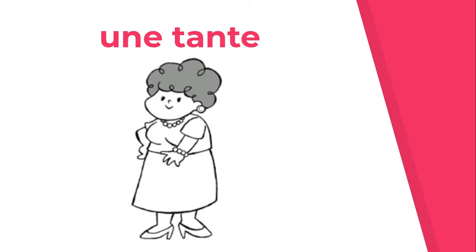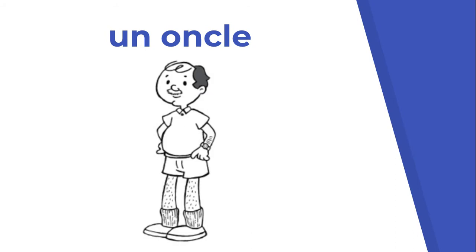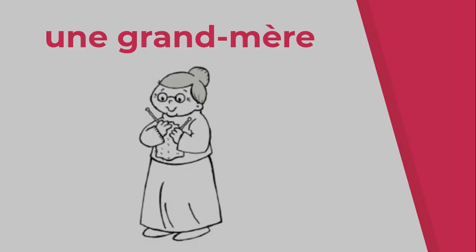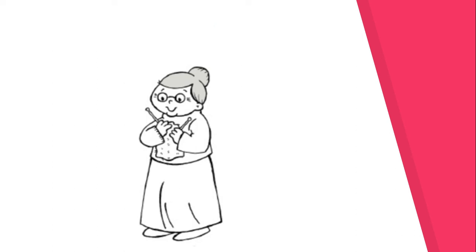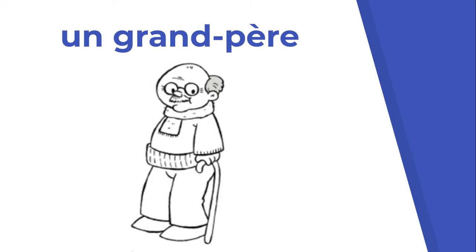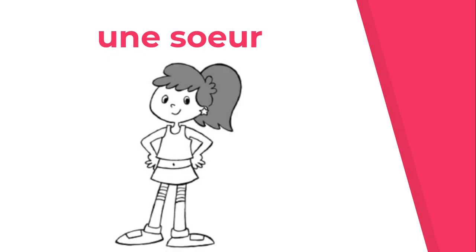Bien. En anglais, une tante. An aunt, good. Un oncle. An uncle, excellent. Une grand-mère. A big grandma. A big mom. No, a grandmother. Alors, un grand-père. Grandfather, très bien.